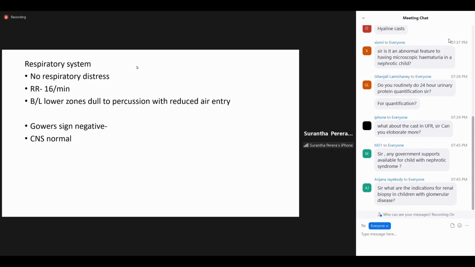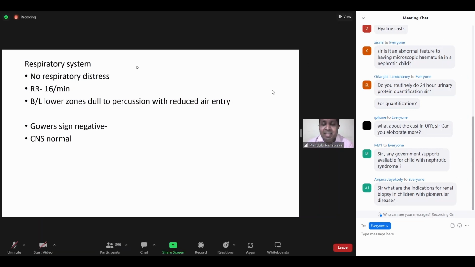Over to you, Randula, anything you want to say? Yeah, I think you summarized well, Suranta. Especially at the medical student level, the take-home message I want to tell everybody is the basics, right? Always when you get a child, see in which classification this child falls: the etiological, histopathological, and clinical classification. If you find the answer for that, you can cover a big part of nephrotic syndrome. That should be the take-home message.